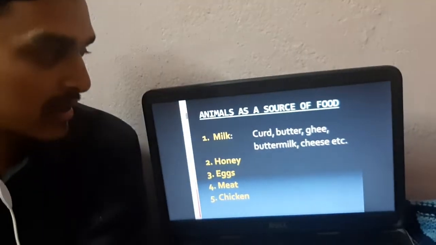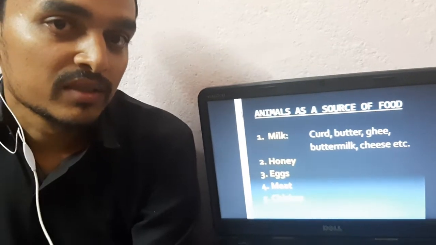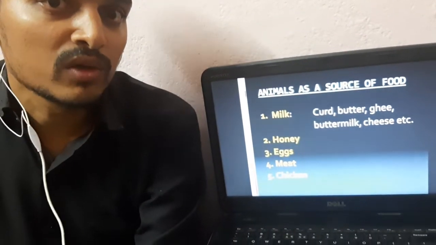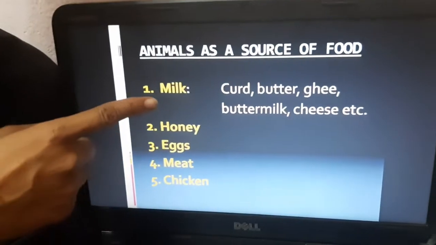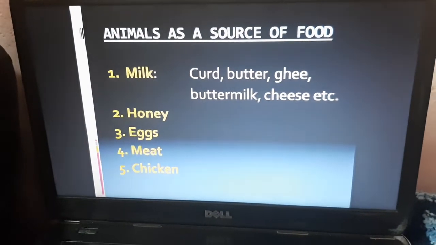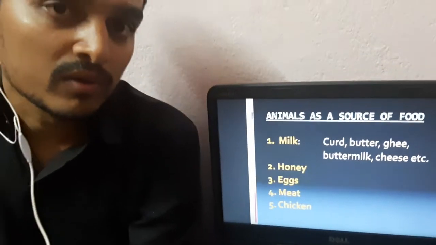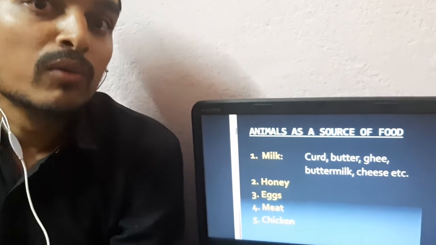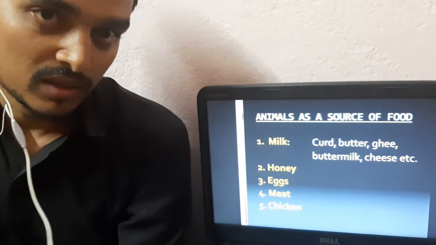Okay, let us see animals as a source of food. Students, you know that we can obtain different materials from animals as food. From animals we mainly get milk as a source of food. You all know about that. From buffalo, cow, goat, these are the main animals which give us a large quantity of milk, and we can use it daily as food.